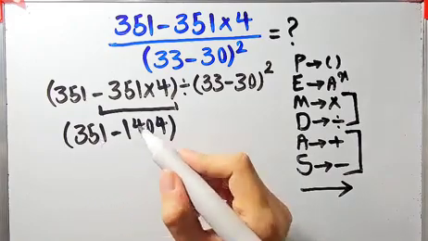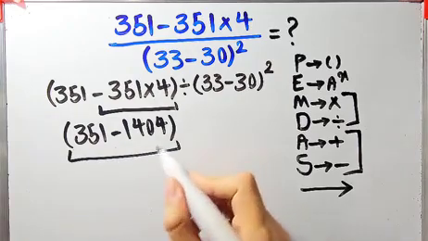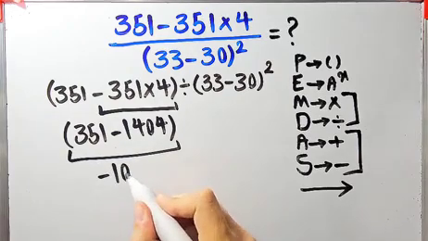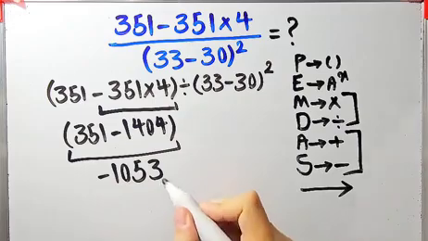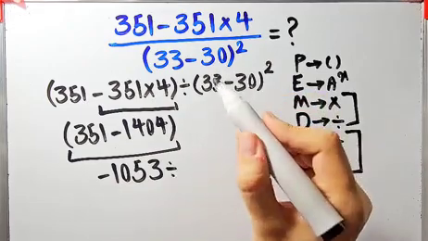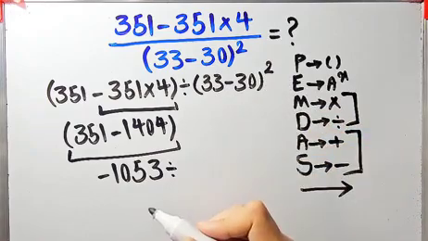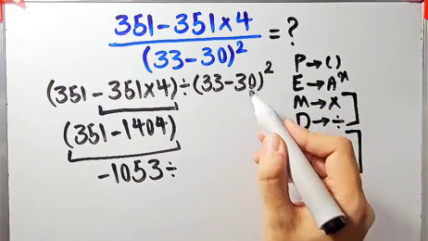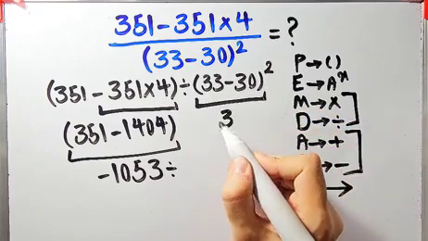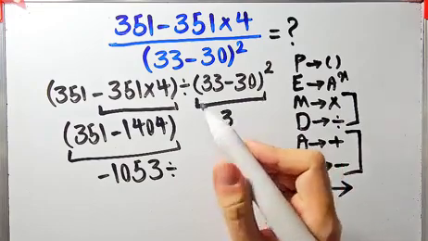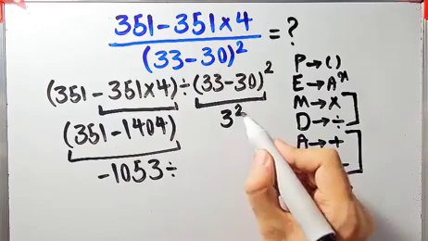Now we have 351 minus 1404. 351 minus 1404 equals negative 1053. Now we have negative 1053 divided by open parentheses 33 minus 30 close parentheses, then all of them to the power of 2. Now we simplify these parentheses. 33 minus 30 equals 3. Now the question is negative 1053 divided by 3 to the power of 2.